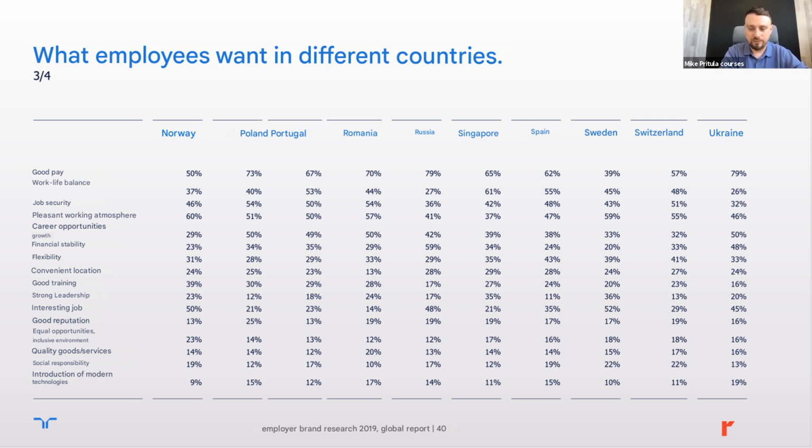What else differs here is financial stability. Please note, 59% in Russia and 48% in Ukraine. The factor that is less prominent in other countries, our candidates and employees demand it. Interesting work is also noteworthy. Russia 48%, Ukraine 45%, while in other countries the difference is not so big. The only exceptions are Sweden and Norway. In some countries, interest in work is not as important. But the other indicators are more or less similar to other countries. This is what employees want.